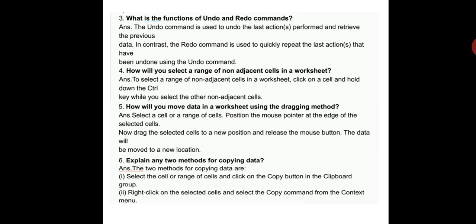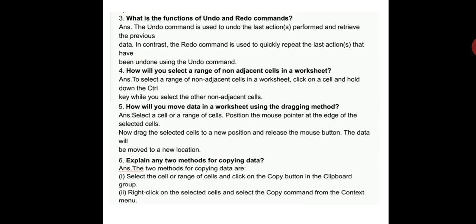To select a range of non-adjacent cells in a worksheet, first we need to click on a cell and hold down the Control key while you select the other non-adjacent cells. Fifth question is, how will you move the data in a worksheet using the dragging method? Select a cell or a range of cells. Position the mouse pointer at the edge of the selected cells. Now, drag the selected cells to a new position and release the mouse button. The data will be moved to a new location.